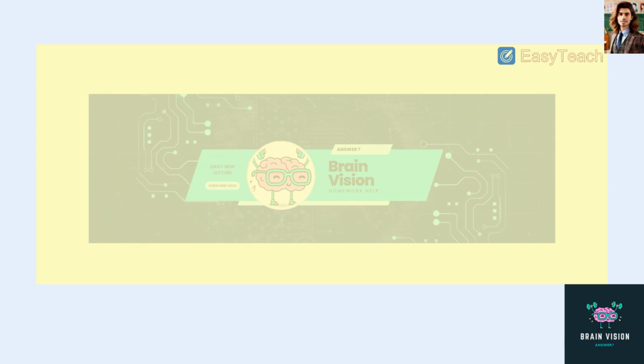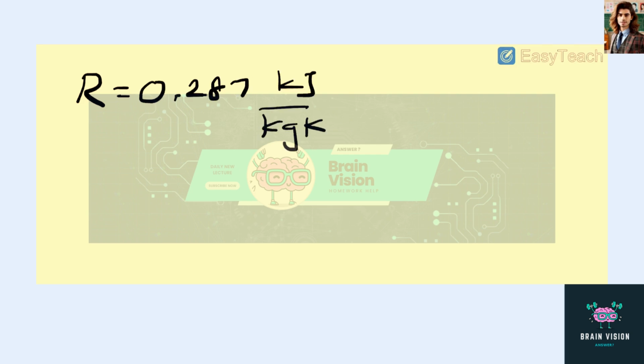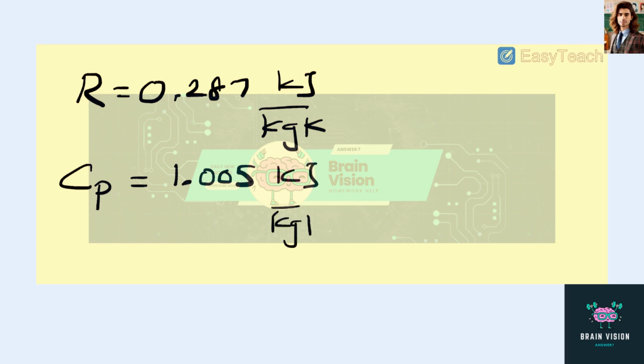So the first thing we're going to do is just write down the properties of our gas. Since we're assuming that air is an ideal gas, we can say that our R value, or the gas constant, is 0.287 kilojoules per kilogram Kelvin. We can also say that the Cp value will be equal to 1.005 kilojoules per kilogram Kelvin.